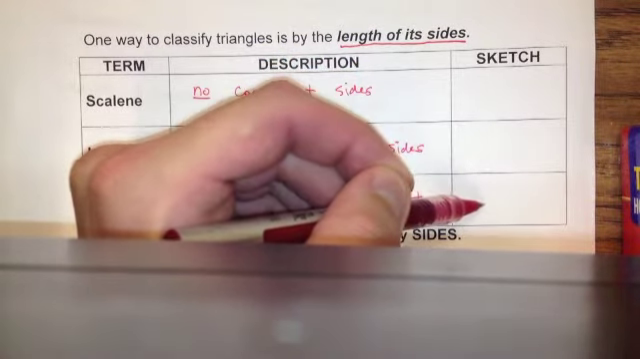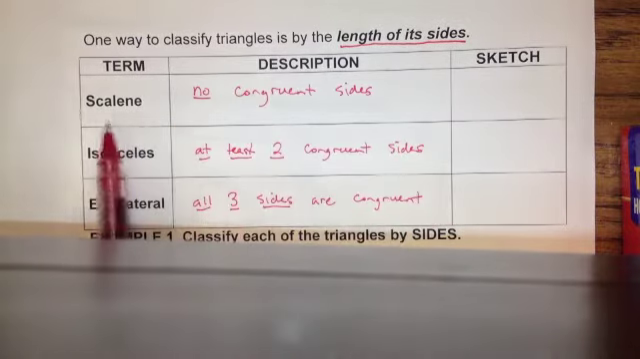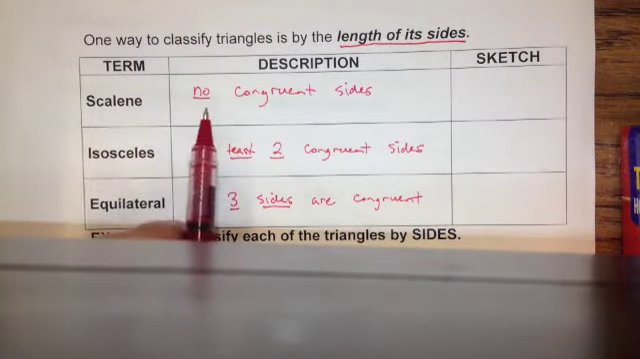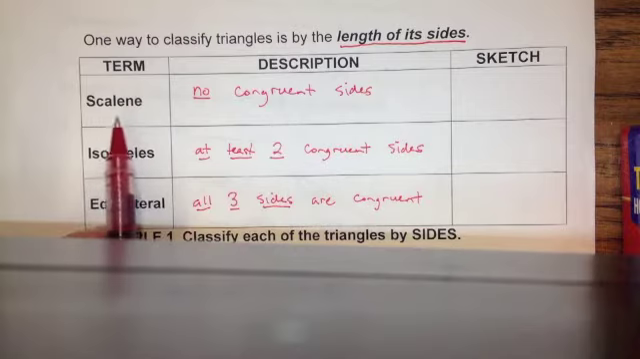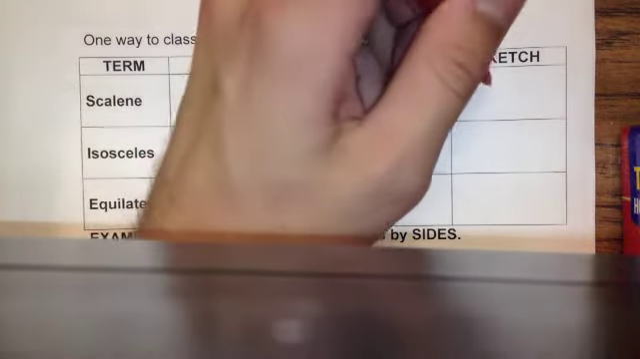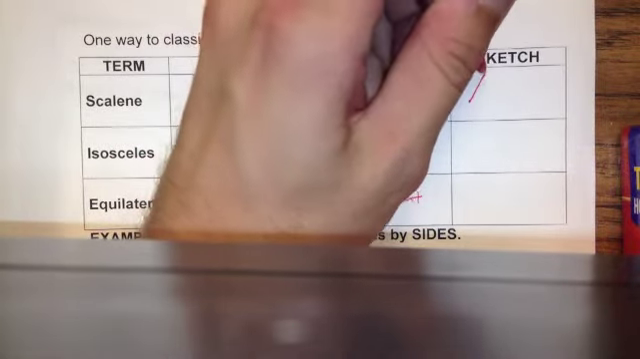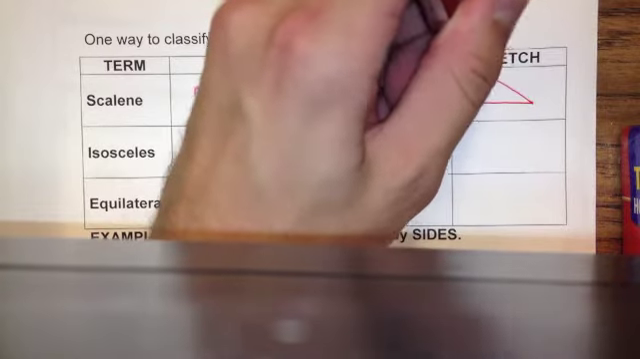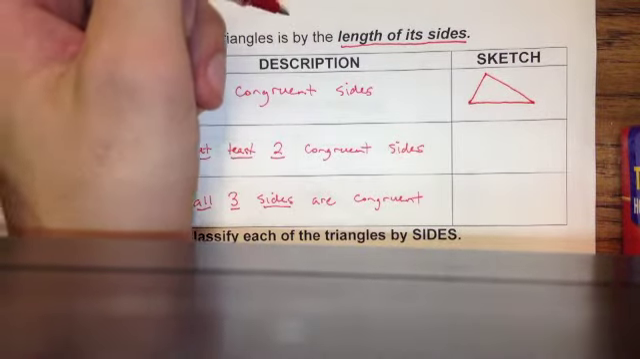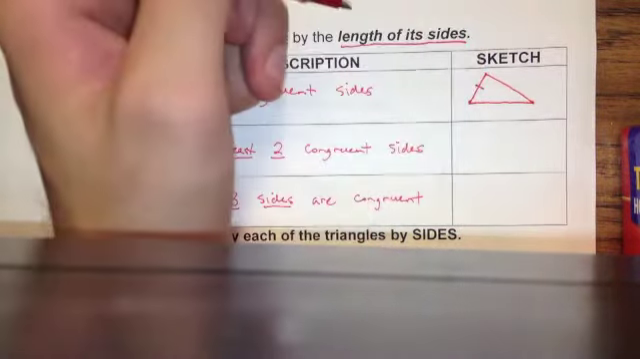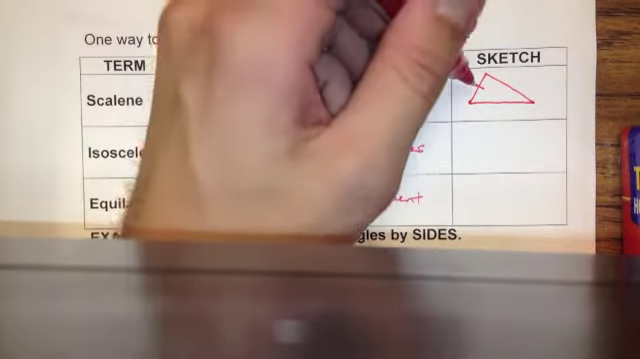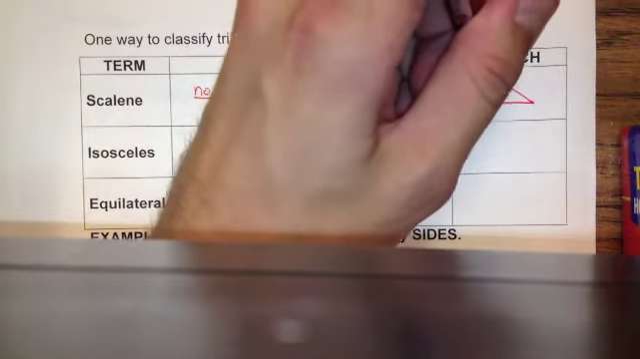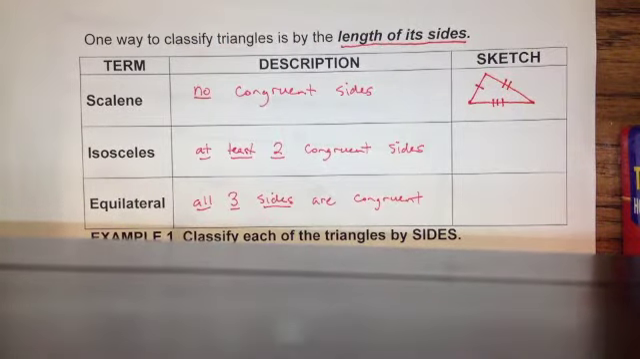Now let's make some sketches. First, a scalene triangle with no congruent sides. Here's what I want you guys to do. Just sketch you a really random looking triangle. No sides being the same. No congruent sides. Let's put 1 hash mark on one side, 2 hash marks on the other, and 3 hash marks on the third side. Those hash marks indicating that none of those sides have the same length.